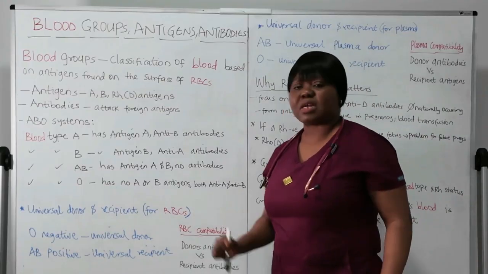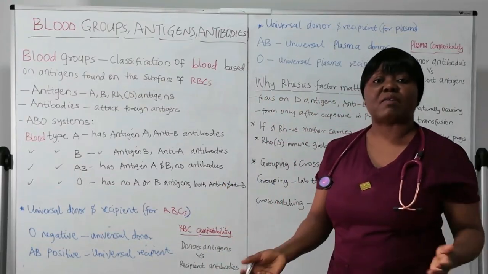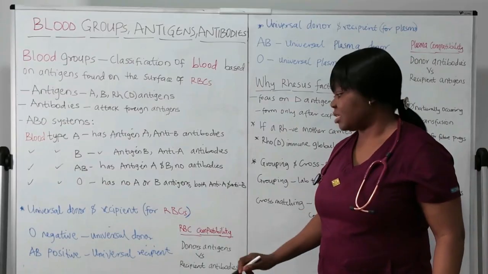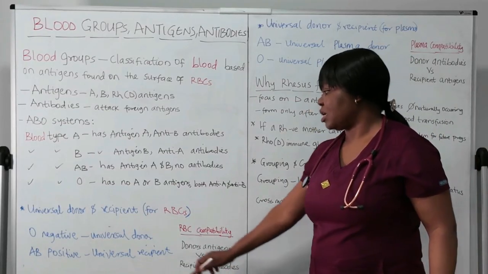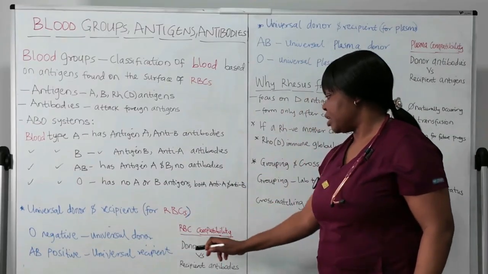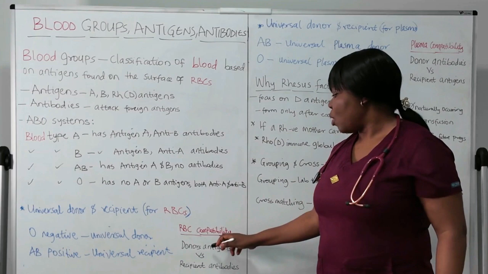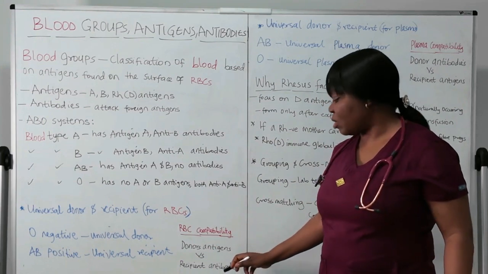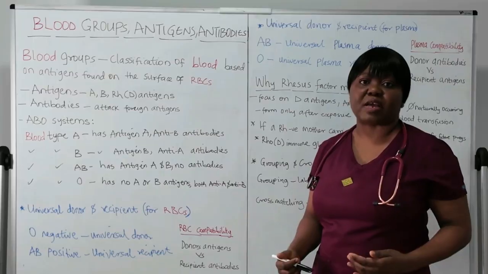Now, why are they universal recipient? If they have both A and B antigens, that means they don't have antibodies. Look at the compatibility again: donor's antigen versus recipient antibodies. The recipient is the AB. The recipient does not have antibodies. So even if the donors have all the antigens present, there are no antibodies to fight. Antigen does not fight antigen, so you need the antibodies to fight.